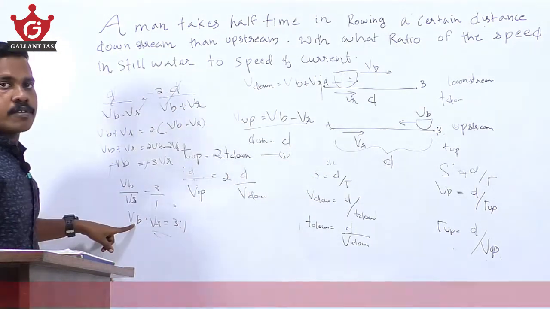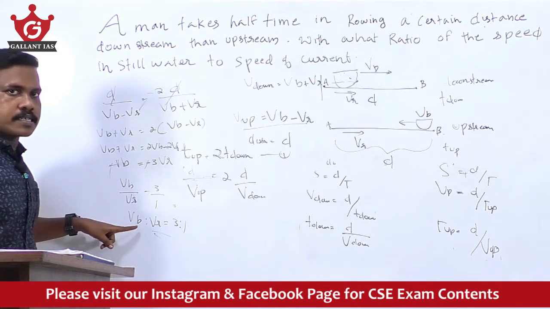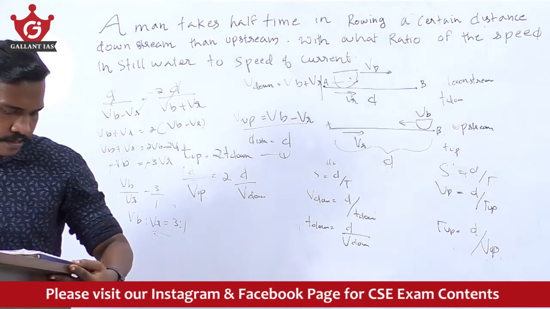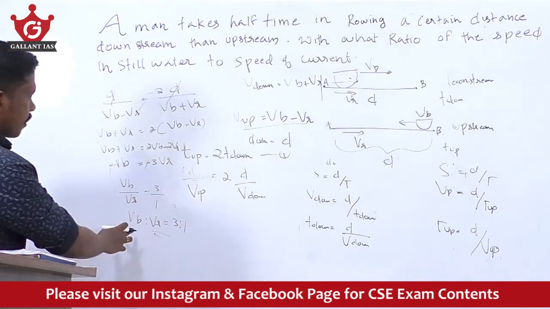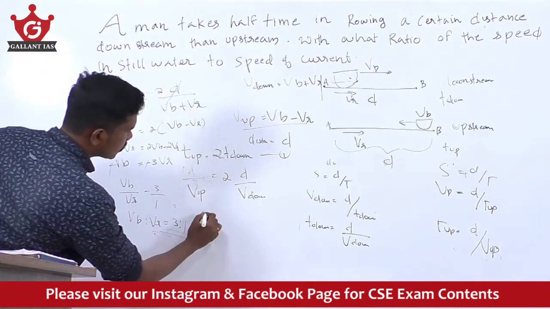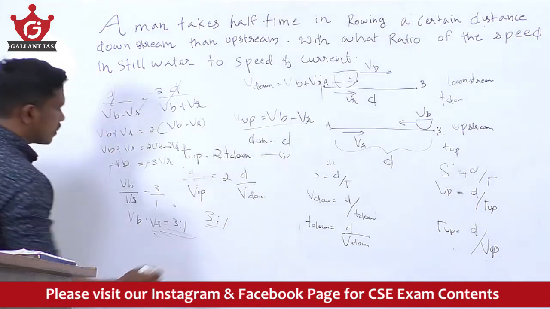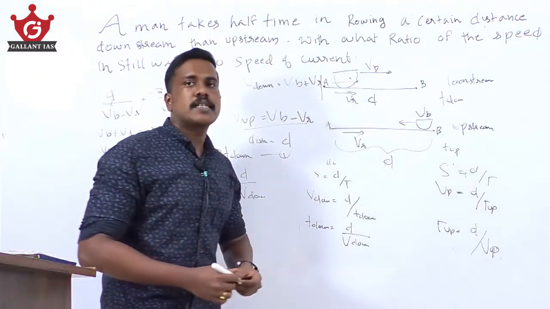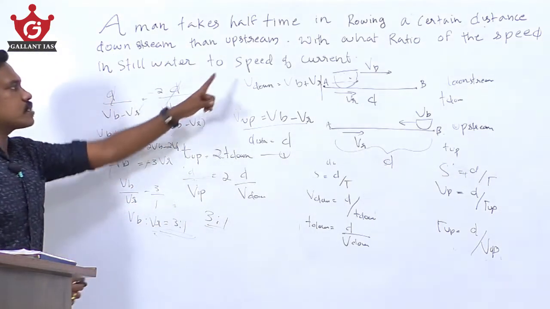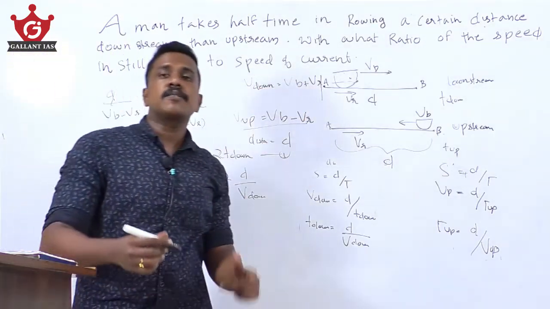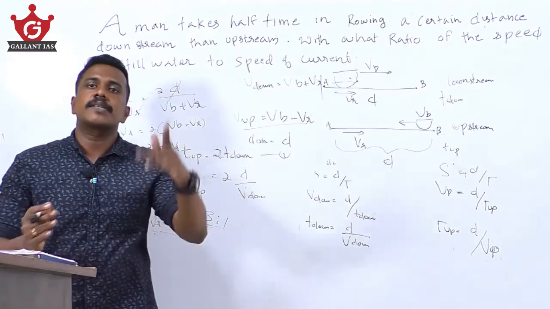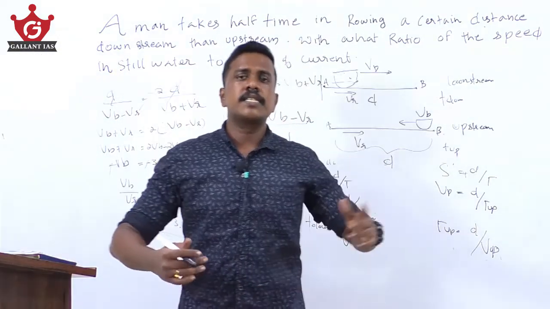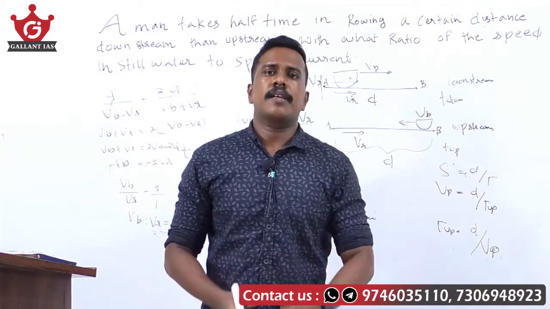So the ratio, I think you guys can see this, right? Okay, so let me move this podium to the right side. So VB is to VR is 3 is to 1. VB is the velocity of the boat in still water, and VR is the speed of the current, that means speed of stream. So our answer is 3 is to 1.